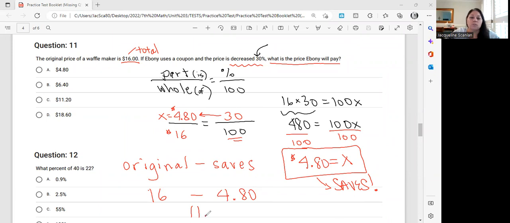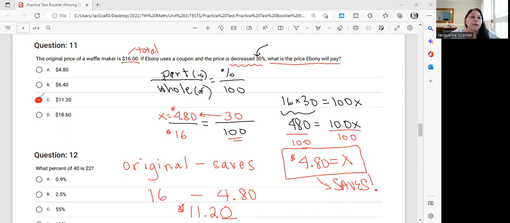I get 11.2. So we're going to interpret that. Remember that this place value right here is empty, so we can place an invisible zero there. And that means she only pays $11.20 for that waffle maker, right? Letter C is your answer.